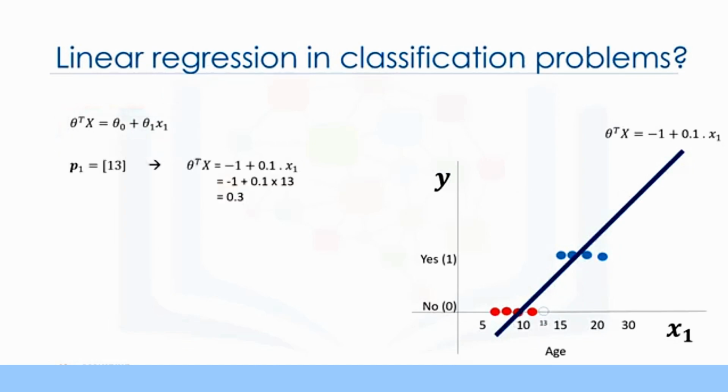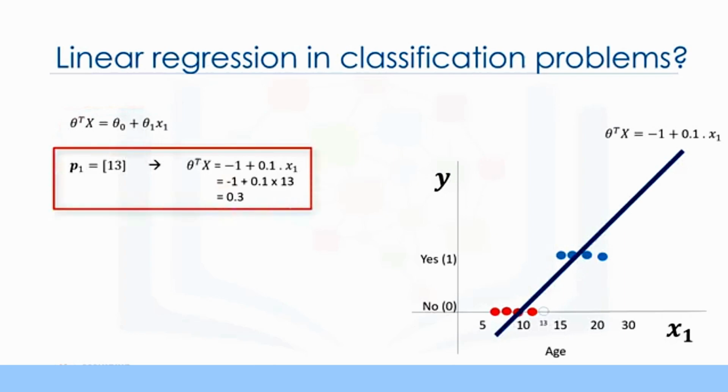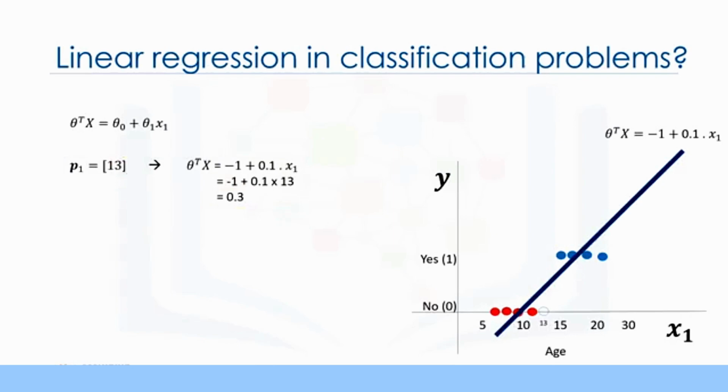For example, for our customer, or let's say a data point with x value of age equals 13, we can plug the value into the line formula, and the y value is calculated and returns a number. For instance, for P1 point, we have theta transpose x equals -1 plus 0.1 times x1, equals -1 plus 0.1 times 13, equals 0.3. We can show it on our graph.